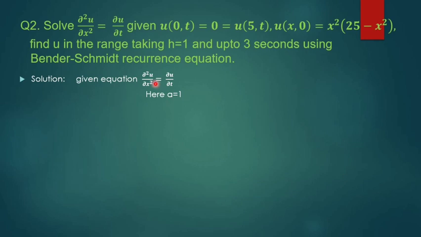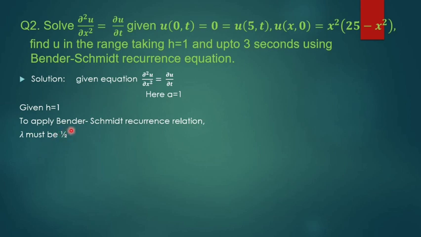So from the given equation we see that a is equal to 1. Given that h is also equal to 1. To apply the Bender-Schmidt recurrence relation, we have already noted that lambda must be equal to 1 by 2. So accordingly we have to take the value of k. From the formula which you have found for lambda, lambda is equal to k by h square a, we can substitute lambda is equal to 1 by 2, a as 1, h as 1. We get the k value is also equal to 1 by 2, which is nothing but 0.5.